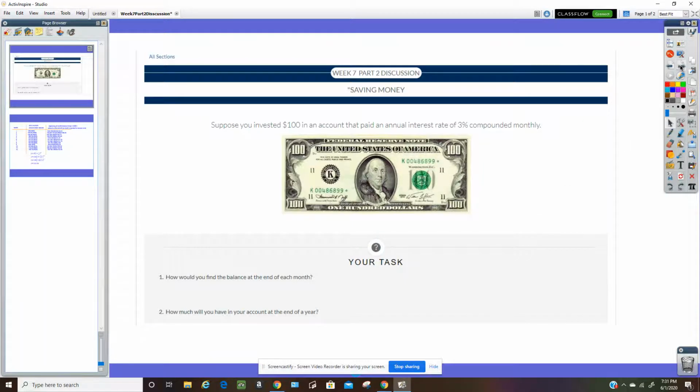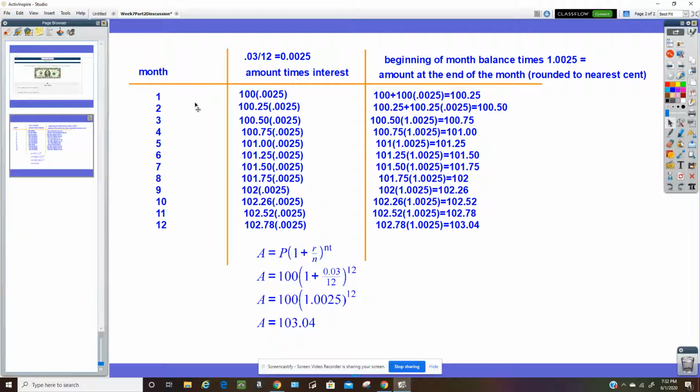So we could make a table. In month one you had $100, and 3% interest divided by 12 is 0.0025. So you would take 100 times 0.0025, and you would have the $100 initially plus the interest, 100 times 0.0025. At the end of 1 month, you would have $100.25. And you would notice that if you factor out 100 here, it's 100 times 1 plus 0.0025.